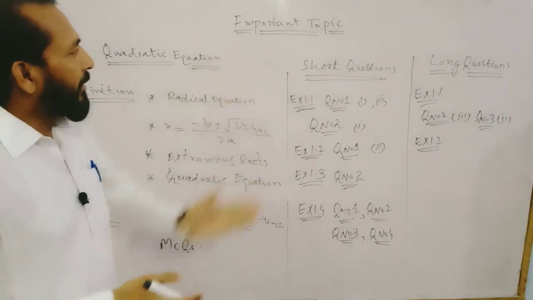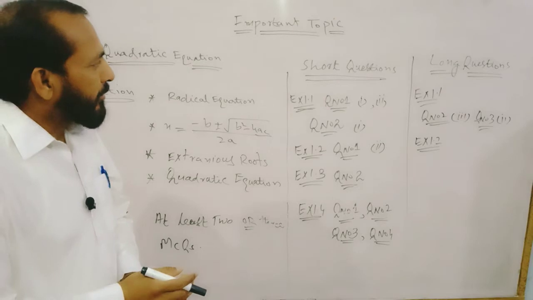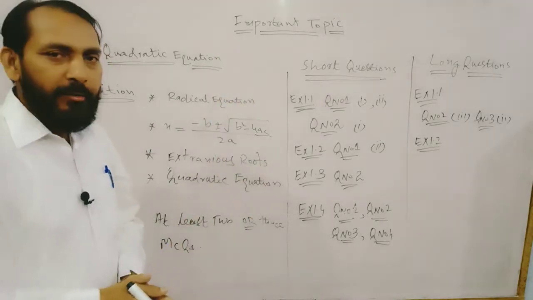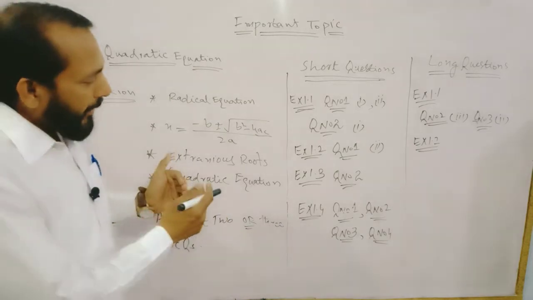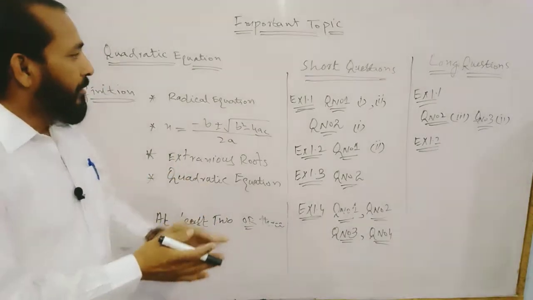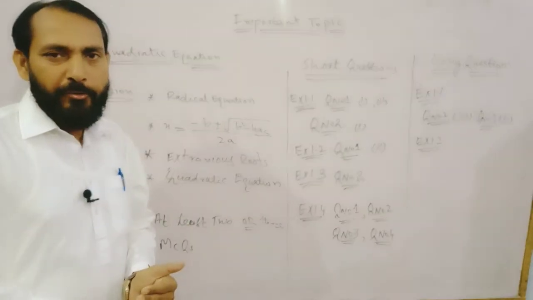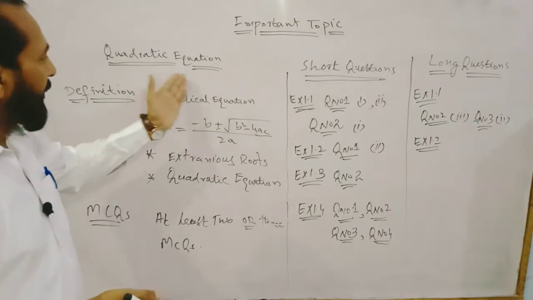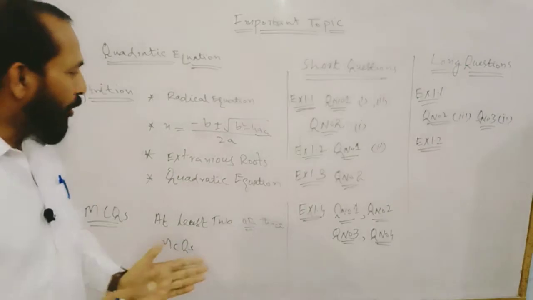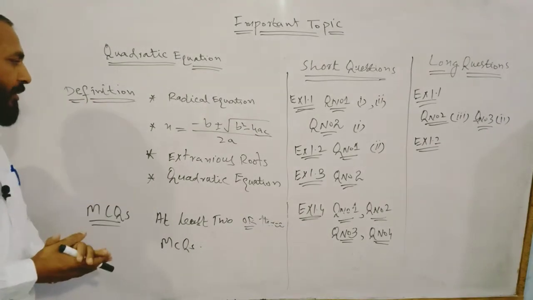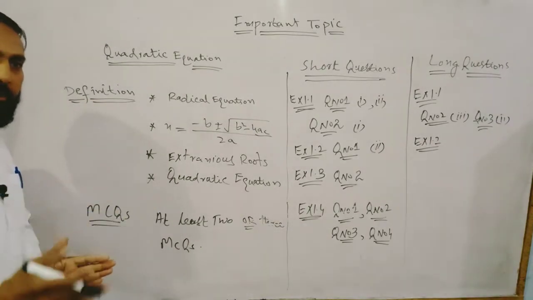Here the topic name is important topics. Okay. First of all, in this chapter we discuss the important questions from the examination point of view. First of all, you know that the chapter is Quadratic Equations. Now we have the definitions, which are important from the examination point of view.